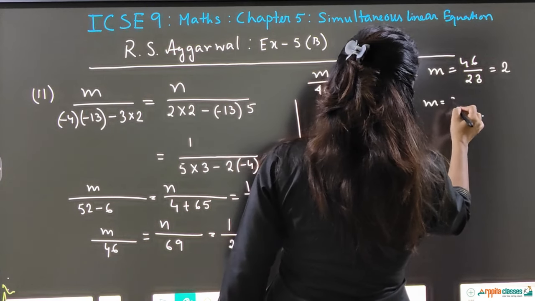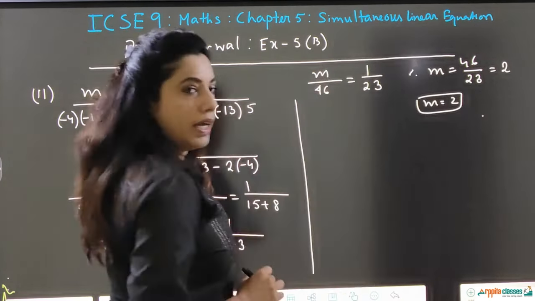So the value of m we got is 2. Now we'll make n upon 69 equal to 1 upon 23. Therefore n is equal to 69 upon 23, that is 3. So n is equal to 3. So now we have to substitute for m and n.